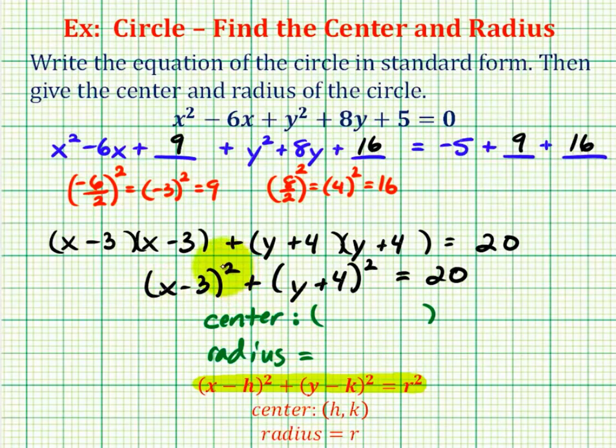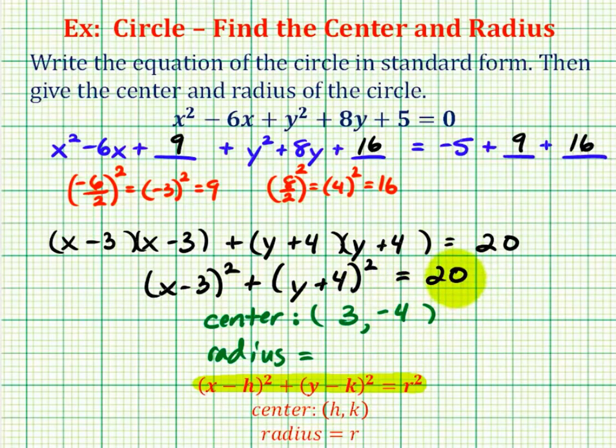From this equation, we can identify the center and the radius. From x minus 3, we get the x coordinate of 3, and from y plus 4, that's going to be a negative 4. Think of this in terms of writing the opposite of what you see. That may be a little easier for you. Because in order to get a positive, we've got minus a negative, making the x coordinate positive and the y coordinate negative.